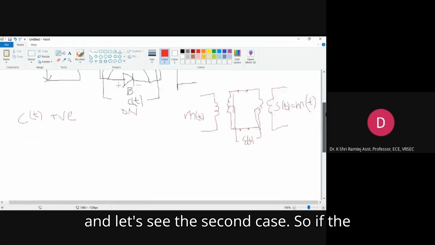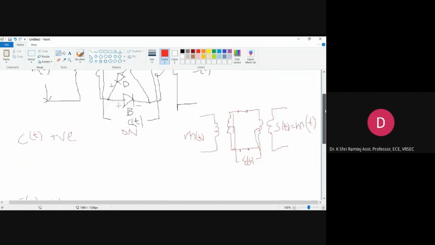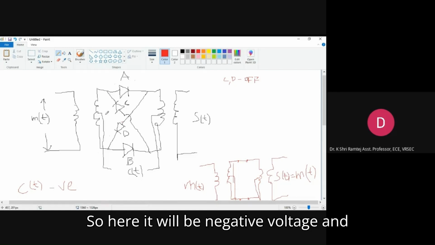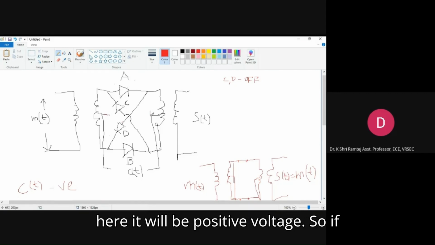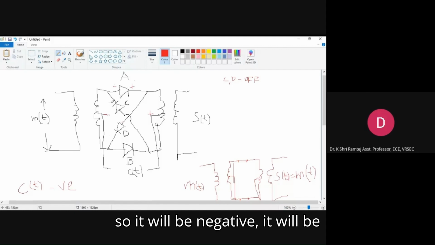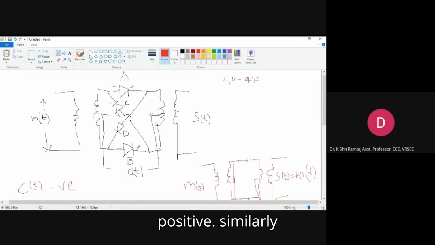And let's see the second case. If the carrier is negative, what will happen is, here it will be negative voltage, and here it will be positive voltage. So if we draw this over all the diodes, it will be negative, it will be positive. The same negative voltage will appear over here, and here it is positive. Similarly, it is negative and it is positive.